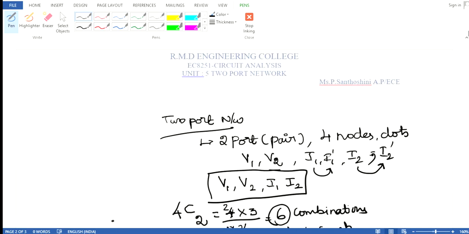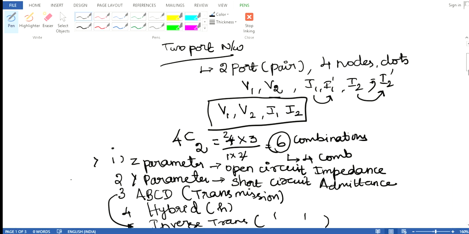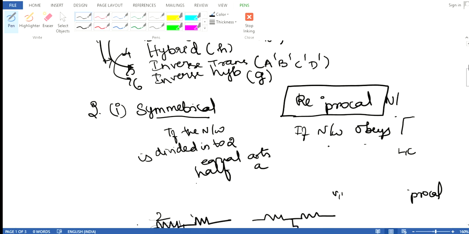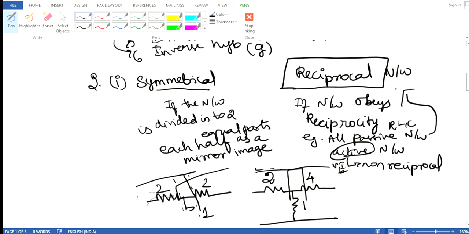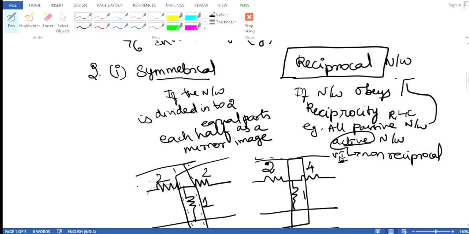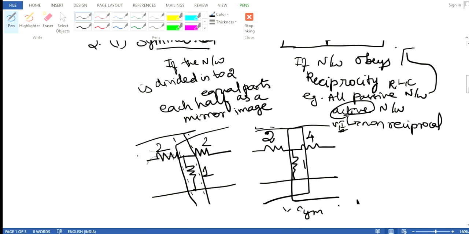There will be 4 combinations written in 2 equations. So let it be the 6. With the help of the 6 parameters, we can write Z parameter, Y, ABCD, H, A dash B dash C dash D dash, and G. From these only it comes under your syllabus, and we discuss two important 2-mark questions. Symmetrical means it is a mirror image, and reciprocal means it must obey the reciprocal theorem.